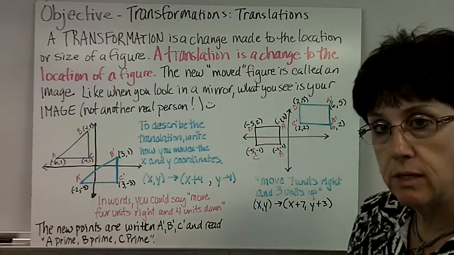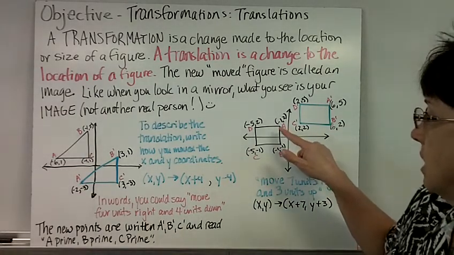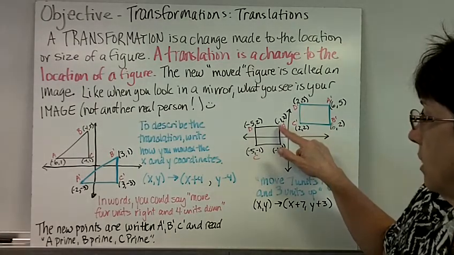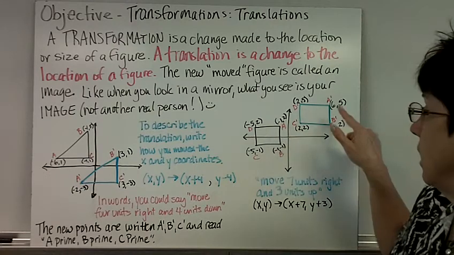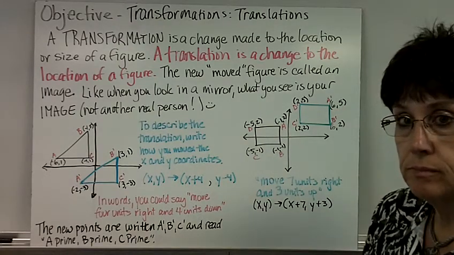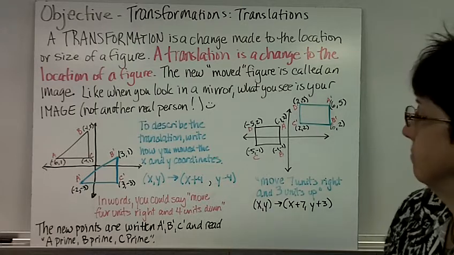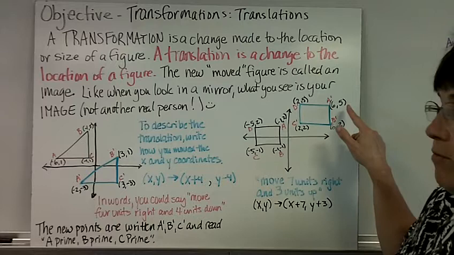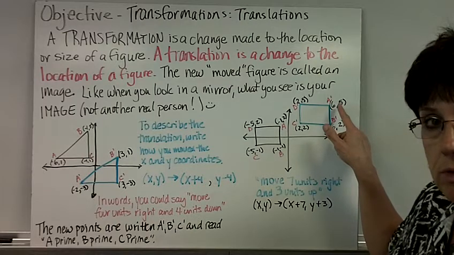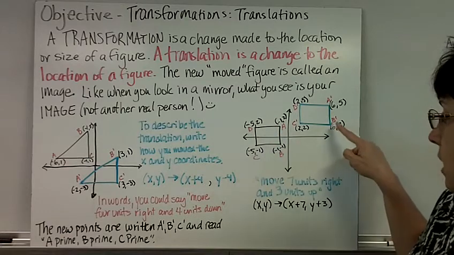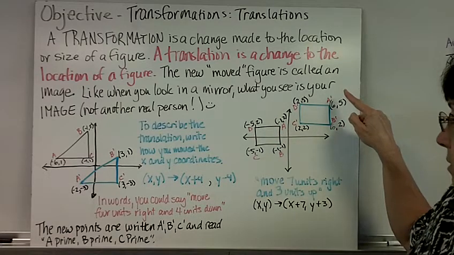Can you see what we did? Let's see what we did. Let's look at point A to A prime. Here I'm at -1 for my X value, and here my X value is 6. What's the difference between those? Hopefully you said 7. And here I'm at 2, up 2, and here I'm at 5. What's the difference between those? 3. So I could say move 7 units right and 3 units up.